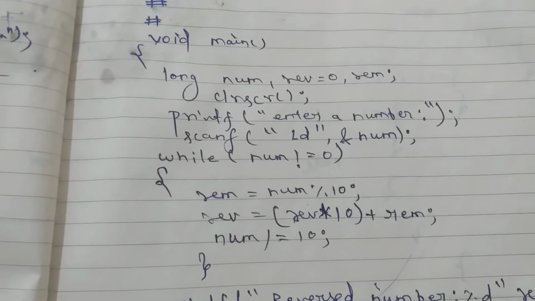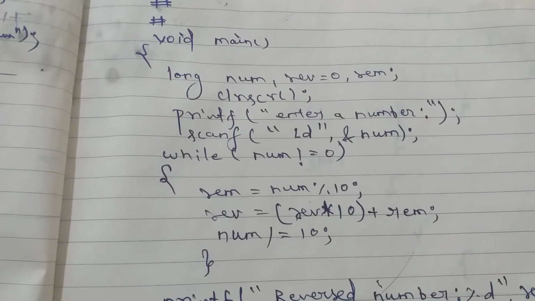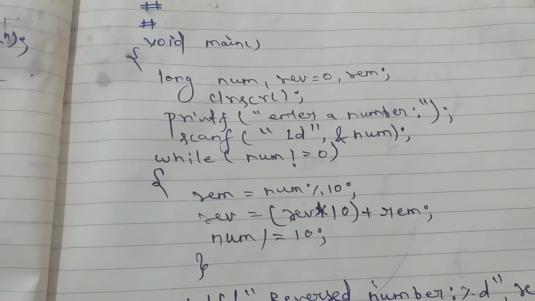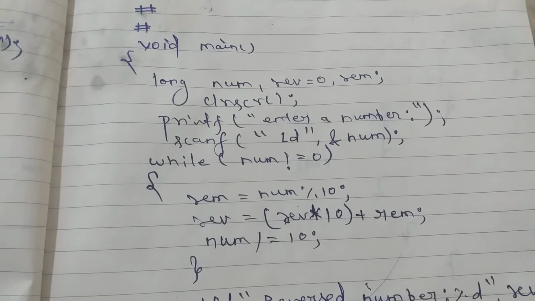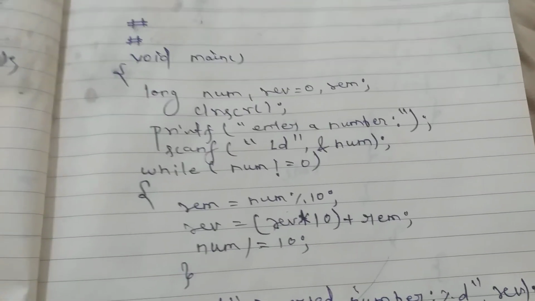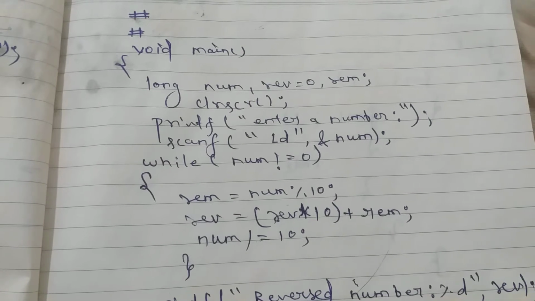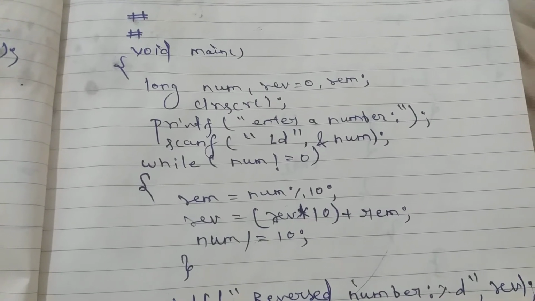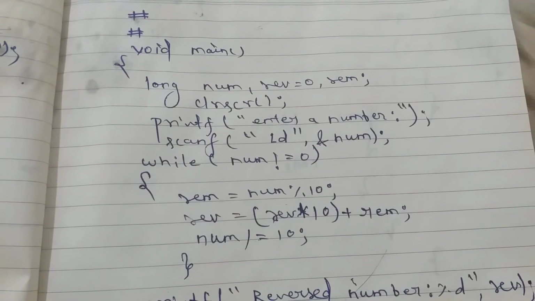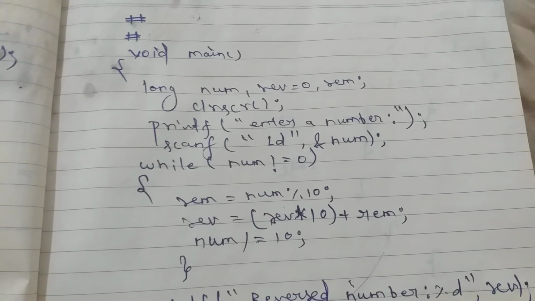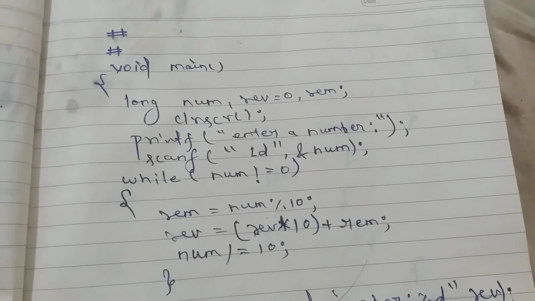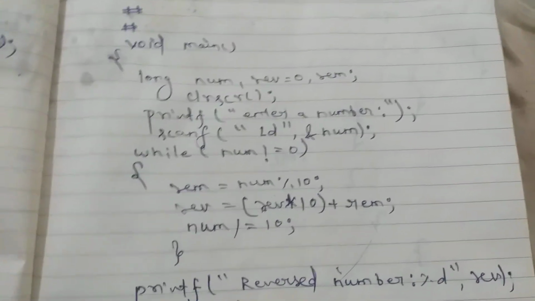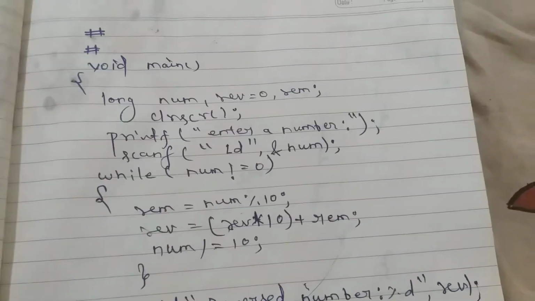In this video, we will create a program to reverse a number. That is, if the number is 176, then its reverse will be printed as output. So, initially, let's discuss what is the logic behind it.